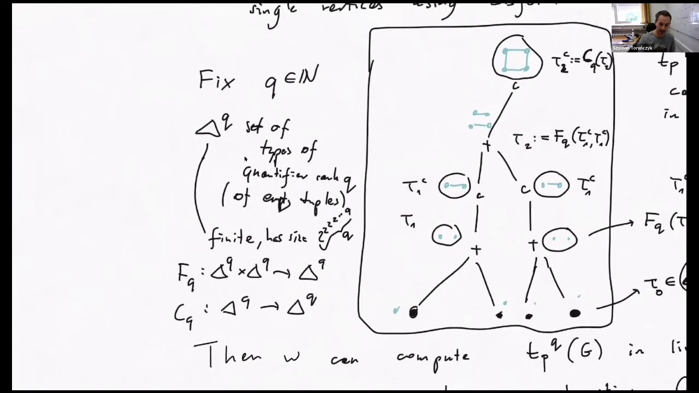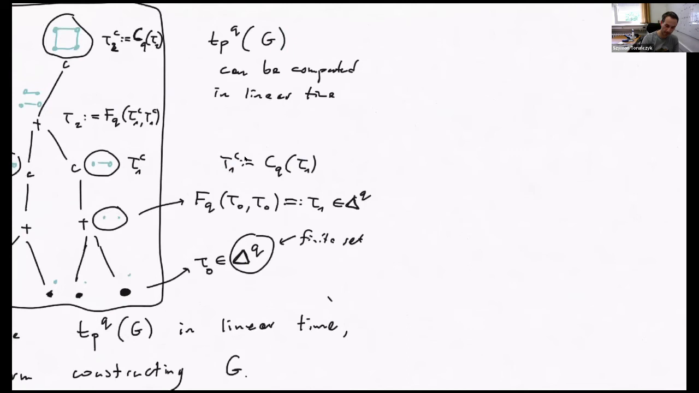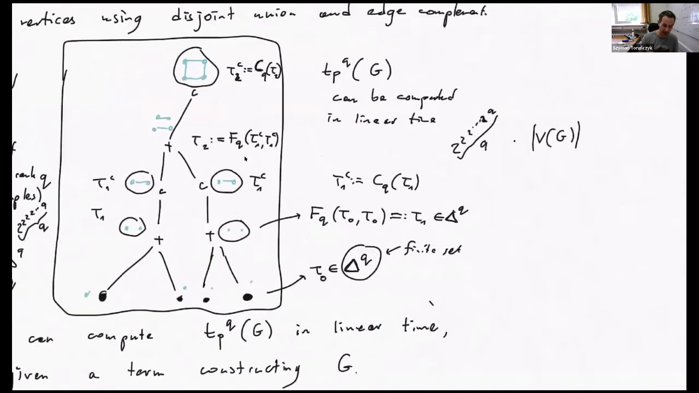So in the end, we get an algorithm which computes the type of the whole graph in time, well, we said linear, but it's time 2 to the 2 to the 2 to the 2, a tower of height Q, times the number of vertices of G. This is the running time of our algorithm, roughly. Still, this is what is called FPT. It is not practical in any practical sense, but it's fixed parameter tractable. So we can compute this in linear time in terms of the size of the graph.